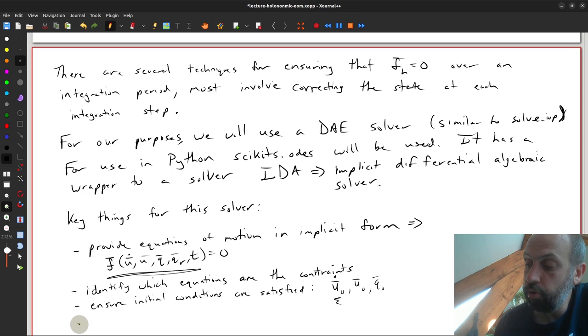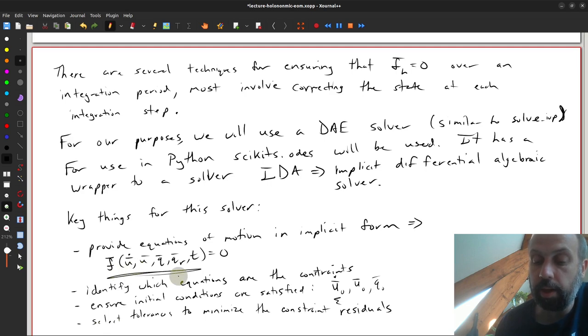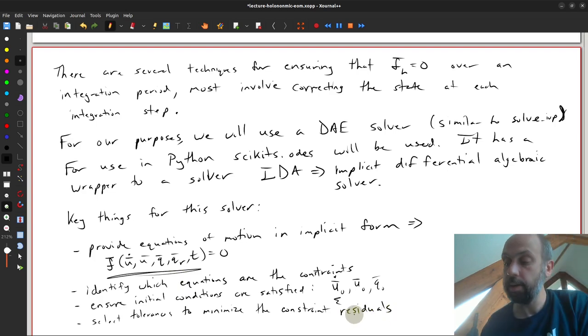And you also will need to select tolerances for the integrator to minimize the constraint residuals, and I'll call these constraint residuals, right? So if I plug in the numbers at any given time step and I calculate the constraint equation FH, it's going to give me a number that's not zero, and you want to keep that value as close to zero as possible. We'll call that value the residuals there.